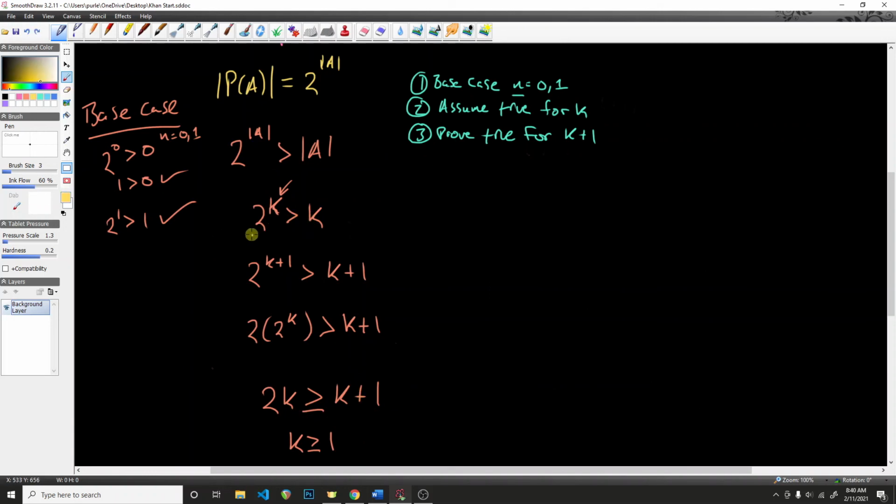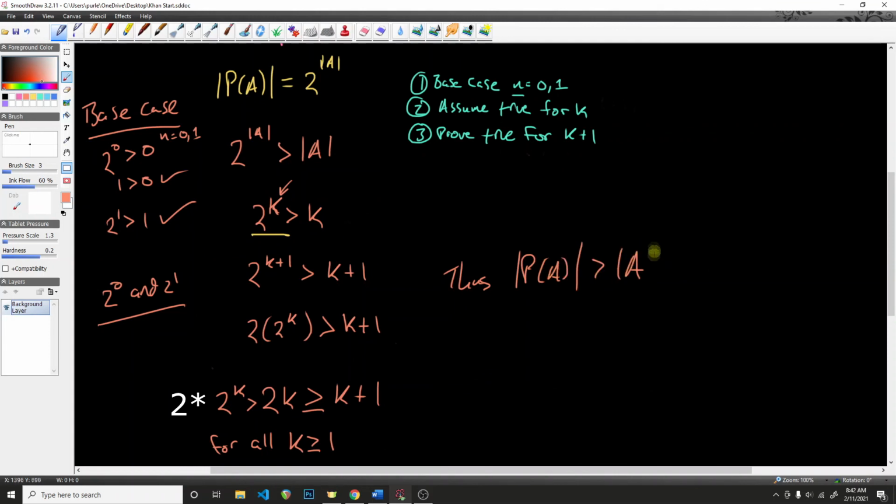But again, going back to this line, we know that 2 times 2 to the k power is greater than 2 times k. So we can write that right here. 2 to the k power is greater than, for all k greater than or equal to 1. And we've already proven that this relation will hold for 2 to the 0 and 2 to the 1. So we have our base case here and our inductive step right here. We can say thus, the cardinality of the power set of A is greater than the cardinality of A.